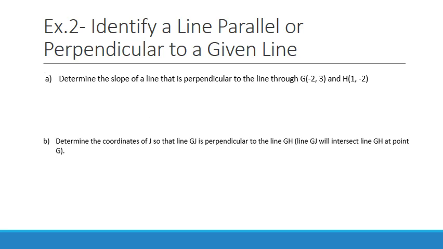Identify a line parallel or perpendicular to a given line. Okay, so in A here it says determine the slope of a line that is perpendicular to a line through GH. Okay, so to know if something's perpendicular, we need to figure out what the initial slope is, because once we know the initial slope, then we can determine the negative reciprocal of this perpendicular line. So I have slope GH, y2 minus y1 over x2 minus x1. I'll work sideways here, just because I don't have as much room.